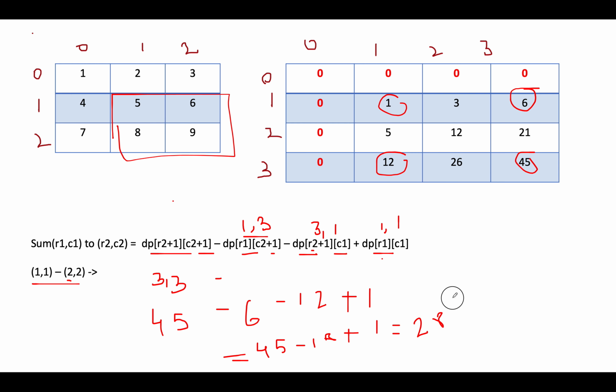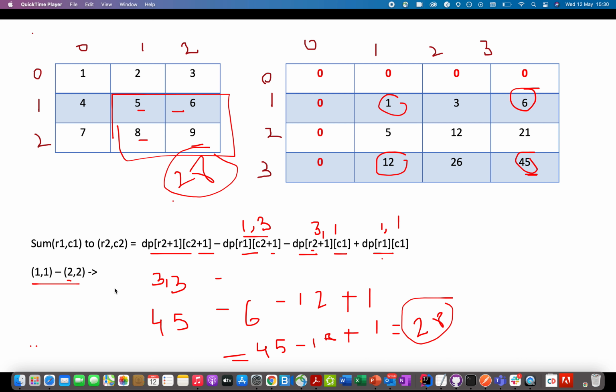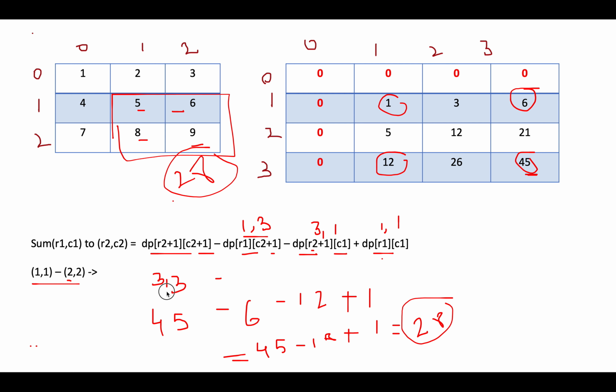And let's just verify it as well. So we have 5 plus 6 is 11, 11 plus 8 is 19, 19 plus 9 is 28 as expected. So you can try multiple test cases using this formula and you will get the result. If you analyze the formula again, you will observe that DP of 3, 3 is nothing but the sum of the complete matrix, which is 45.